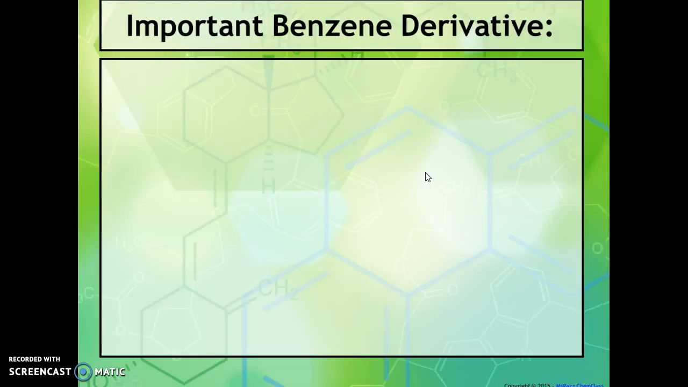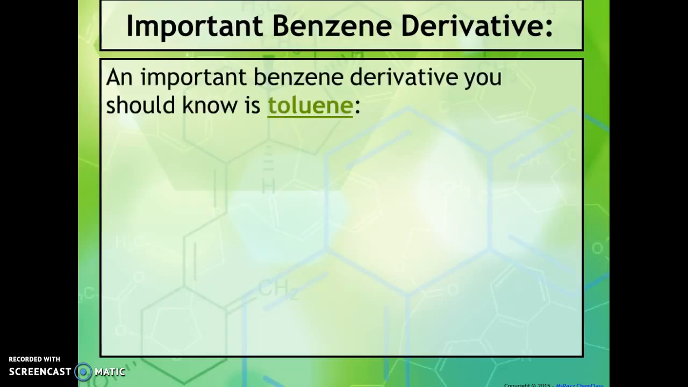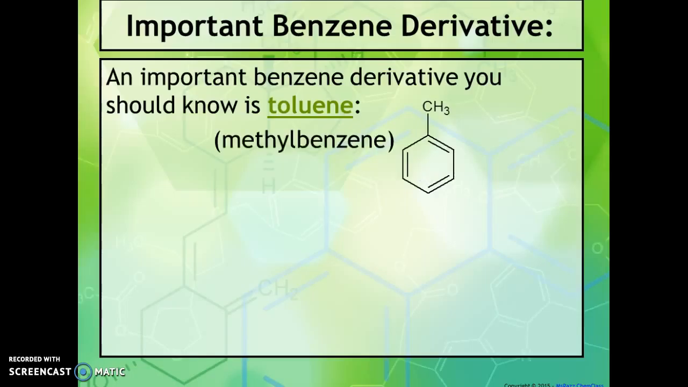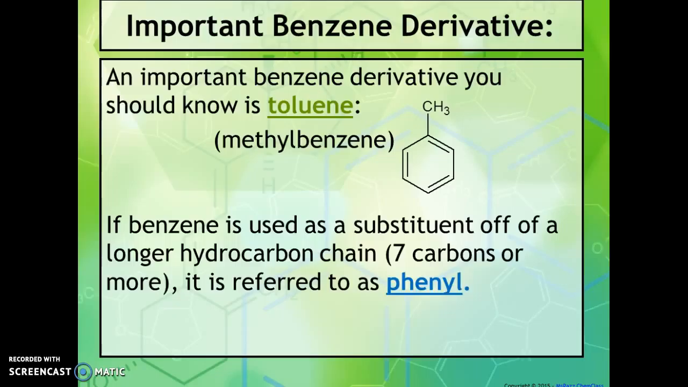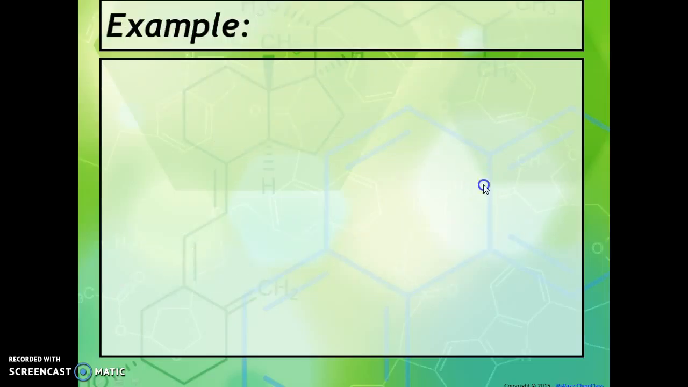Alright, so some important benzene information here. An important derivative or structure that has benzene in it is what we call toluene, which can also be called methylbenzene. This is important because it's often a part of a bigger chain. So if benzene is used as a substituent off of a longer hydrocarbon chain, which by longer we mean 7 carbons or more, we call it a phenyl. Recall phenolphthalein, the indicator that turns pink in bases? Well, phenolphthalein is just filled with these phenyl groups that are either looking like this guy or have even more carbons attached to them. So here's an example.